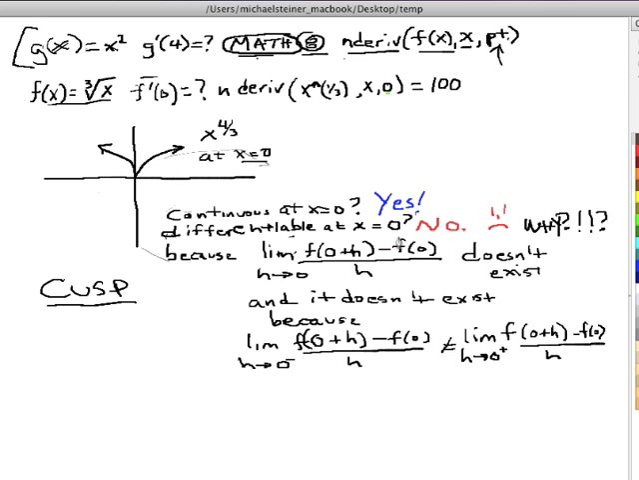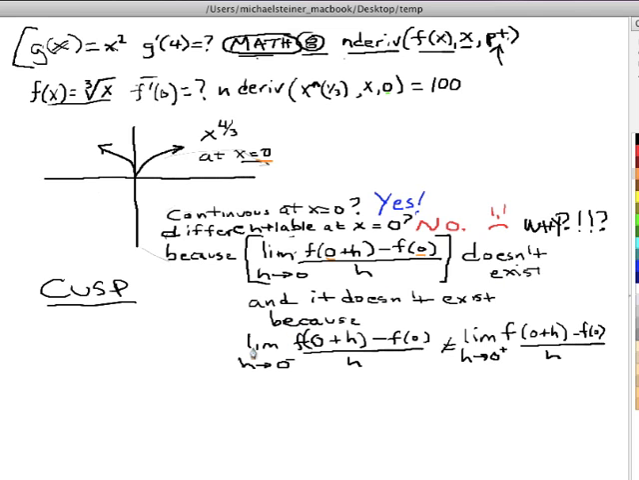No. And why not? Because if we take the limit, this is the definition of the derivative at the point 0. We take this limit as h goes to 0 of f of 0 plus h minus f of 0 over h. If we were to do this numerically, which is the only way we can do it right now with what we have in our abilities, we would find that this doesn't exist.